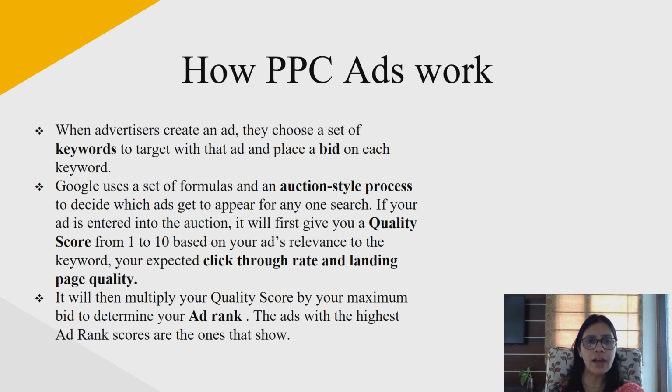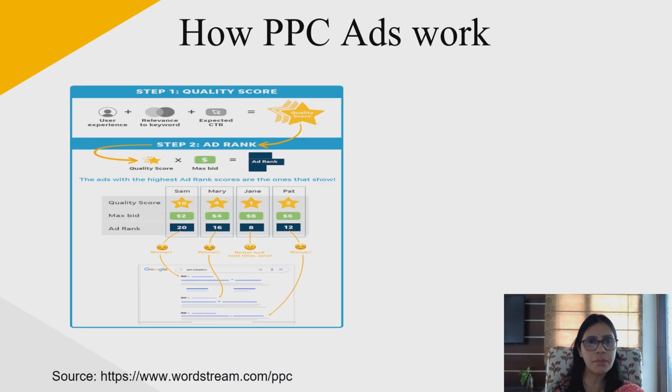Now, what will happen is when you multiply the quality score by your maximum bid, that determines your ad rank. So the ads with the highest ad rank score are the ones that are shown on your SERPs. Right now, how does this happen? Let me depict it in the form of flowchart over here.